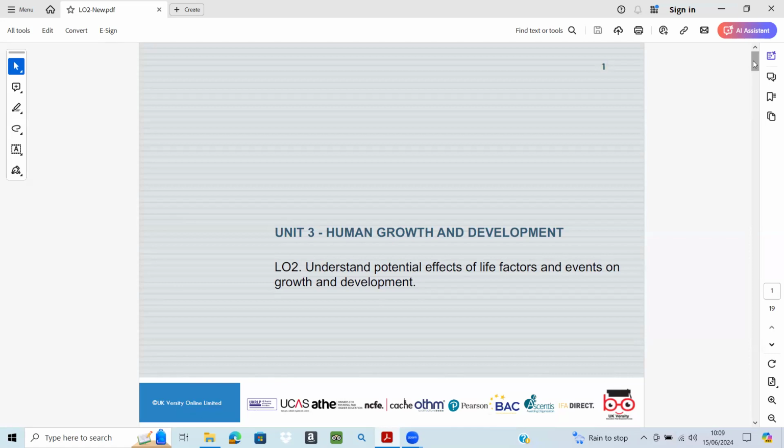So, understanding the various life factors and events that influence growth and development is crucial to understand the complexities of how they interact with each other, creating a unique developmental pathway for every individual. So these are some of the core concepts. Now we move to the next slide.